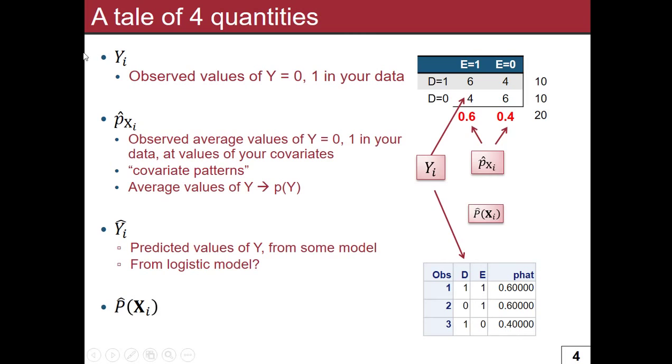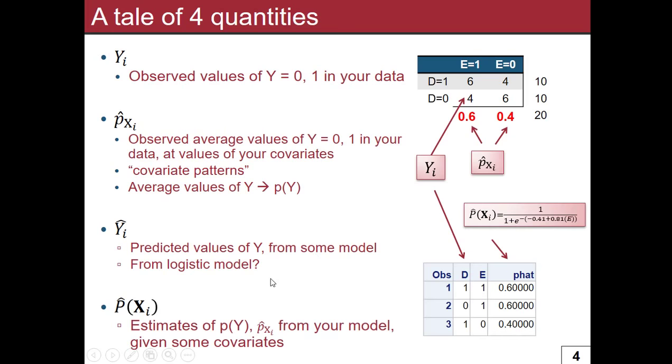These other things are fixed in your data set. The yi's are just what your data is. If you have 200 people in your study, you have 200 yi's. You can get many, many y hat sub i's depending on all the different models you fit to your 200 data points. So this thing changes for every model you have. And then this other quantity, p hat xi, are essentially estimates of the probability of y from your model given some covariates.